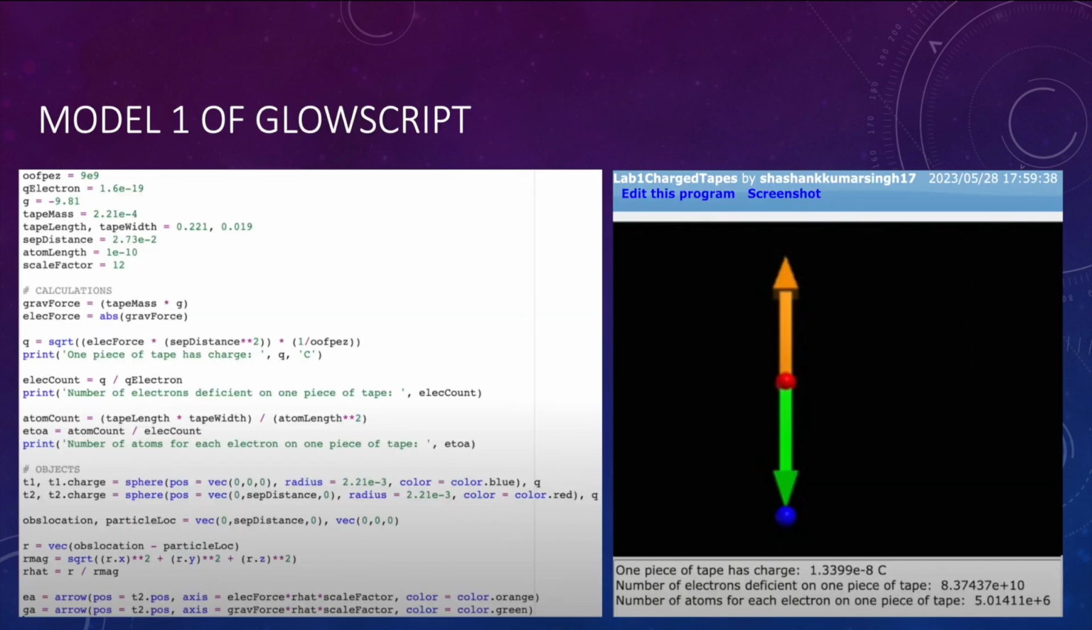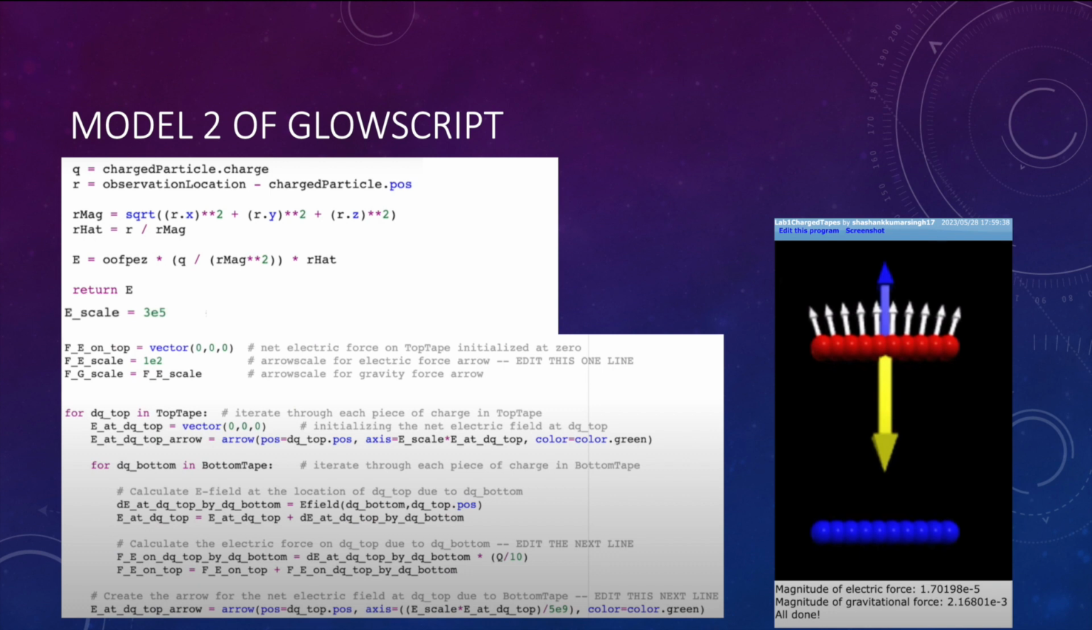The following is the first computational model for GlowScript, where we consider both the pieces of tape to be point charges and calculate the force in between them. The following is the second computational model of GlowScript. If you would like to read the whole script, please pause the video. The only difference between the first model and the second model, majorly, is the distinction between the first model being a point charge, whereas in the second model, the tapes are represented as lines.